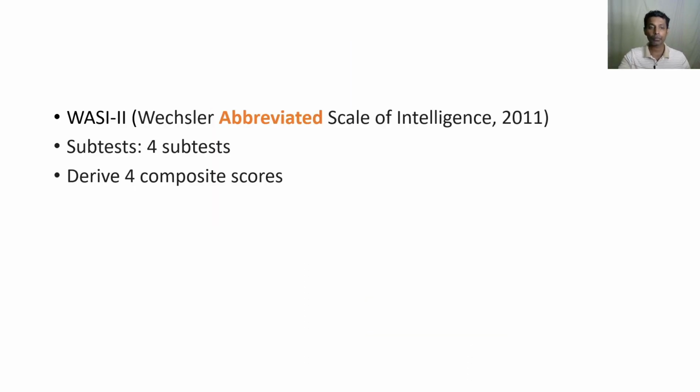Okay. Now when you talk about the Wechsler Adult Intelligence Scale, there is another version of it, which is a shorter version basically. So the Wechsler Abbreviated Scale of Intelligence, which was published in 2011. It doesn't have the huge number of subtests.